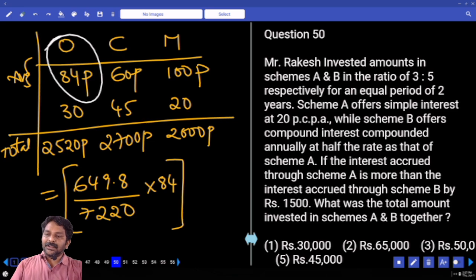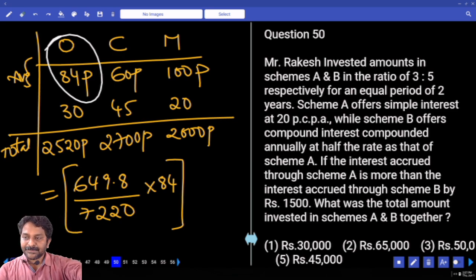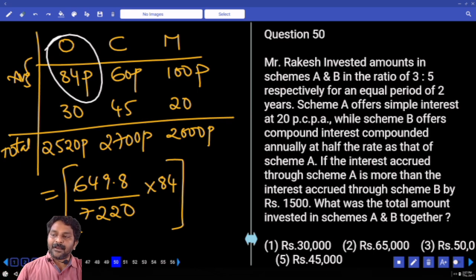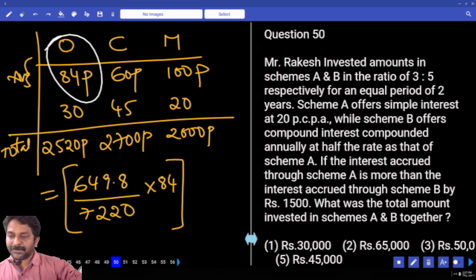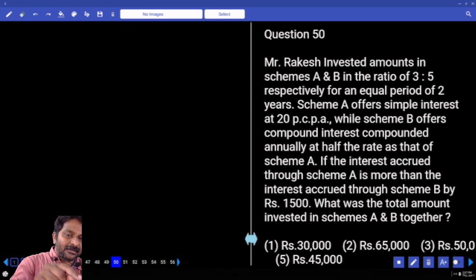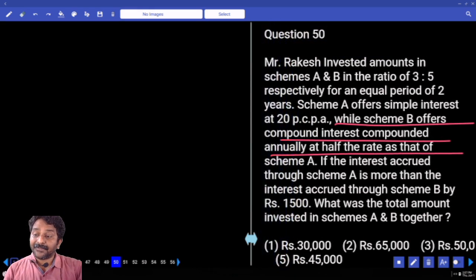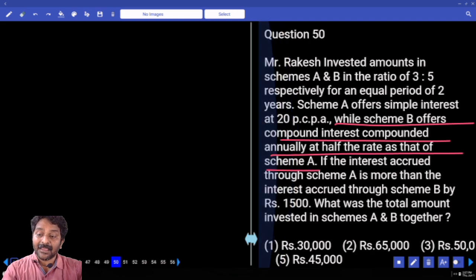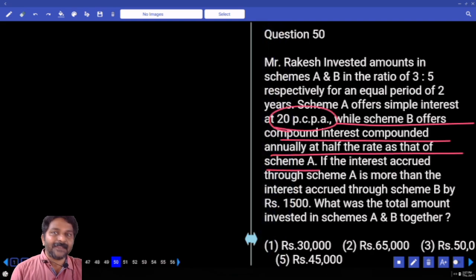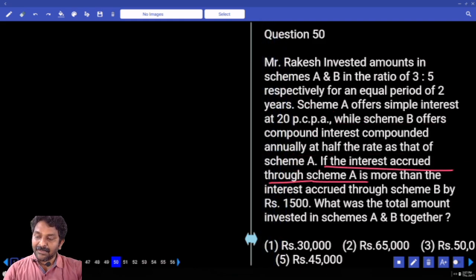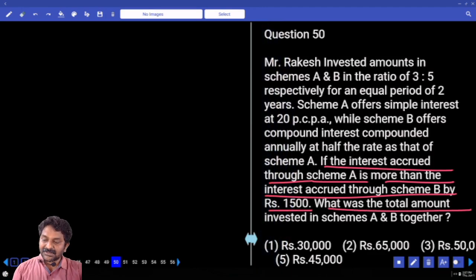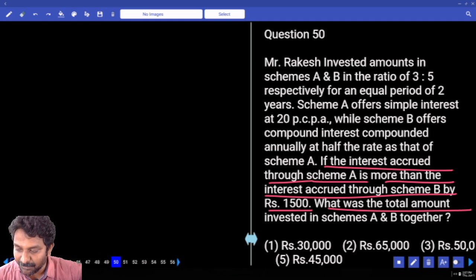Mr. Rakesh invested an amount in schemes A and B in the ratio 3:5 respectively for an equal period of 2 years. Scheme A offers simple interest 20% per annum. For 2 years, how much interest will we get? 40%. While scheme B offers compound interest compounded annually at half the rate of scheme A. Half of scheme A's rate of interest means 10%. Compound interest for 2 years at 10% per annum is 21%. Remember, the interest earned through scheme A is more than the interest earned through scheme B by 1500. Now the question is, what was the total amount invested in schemes A and B together?